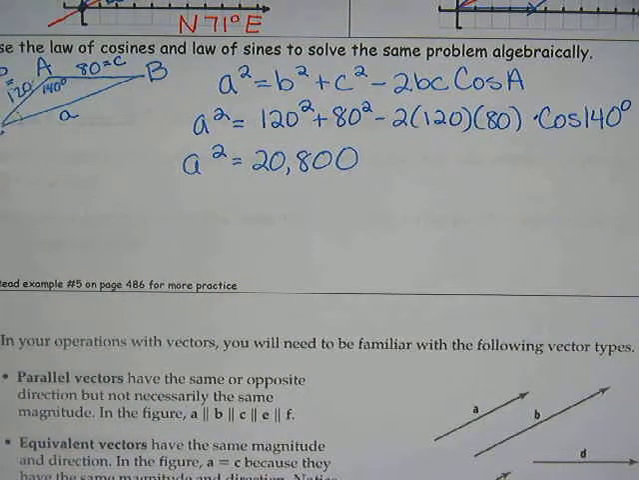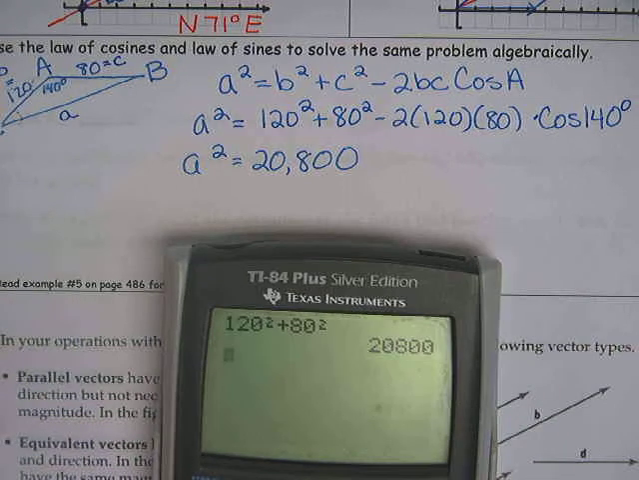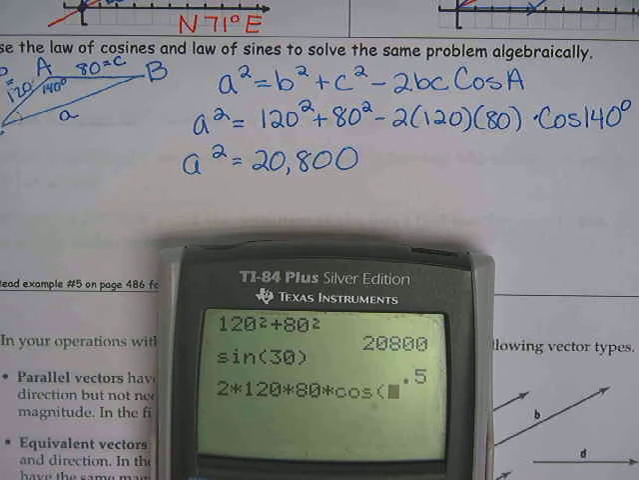Make sure your calculator is in degrees. If you have an Inspire, you'd put a degree symbol after the 140, and that will guarantee that your calculator will calculate in degrees. Or you can always take the sine of 30 degrees, which we know is 1/2, just to check that your calculator is in degrees. So I want 2 times 120 times 80 times the cosine of 140.